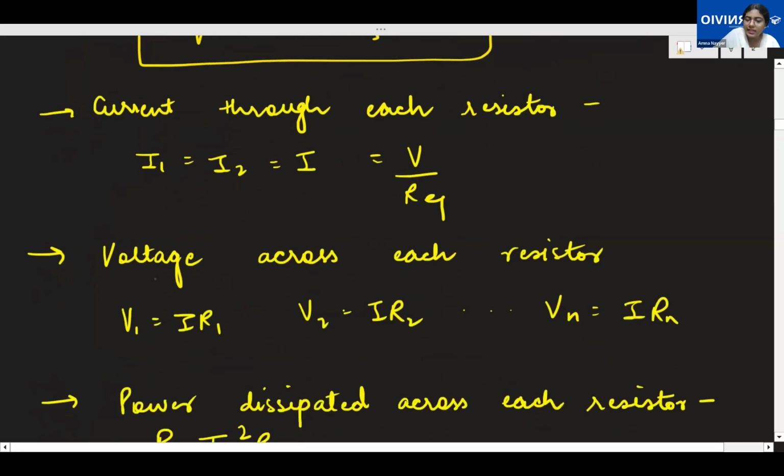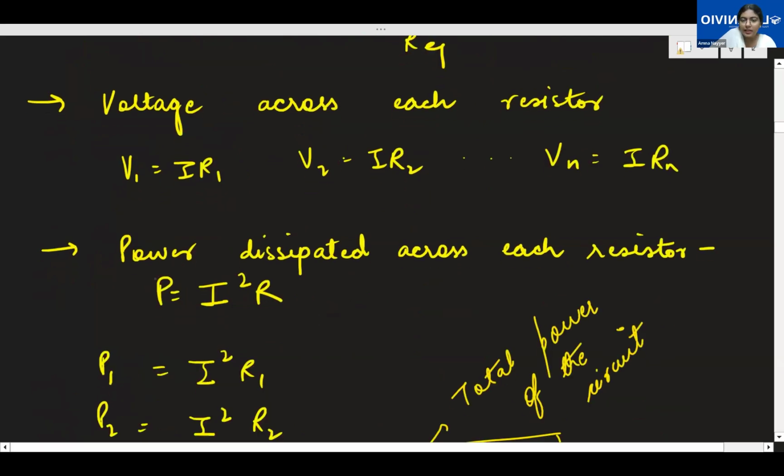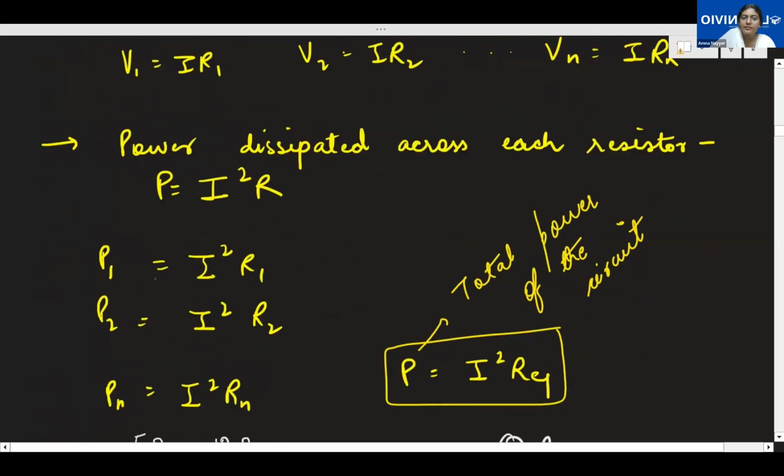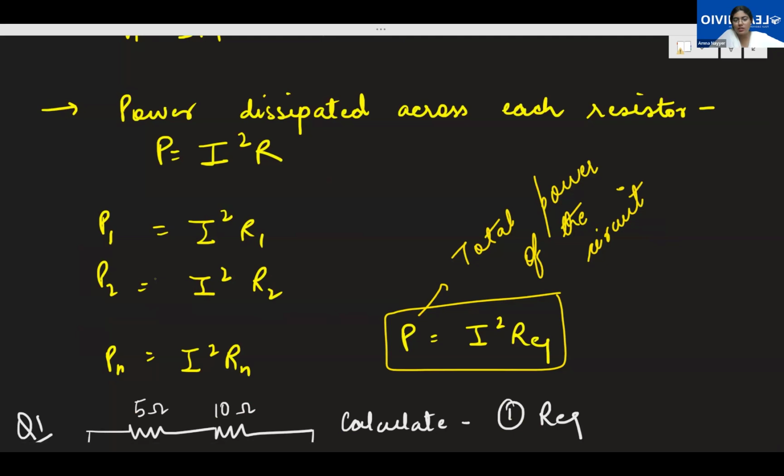Then voltage across each resistor. For voltage, you use Ohm's law. V1 is equal to IR1, V2 is equal to IR2, like this, IR3, IR4, IR5. Then last is power dissipated across each resistor. So P is equal to I square R. Again, if you want the total power of the circuit, use R equivalent. If you want to calculate the individual power, use I square R1, I square R2, like this.